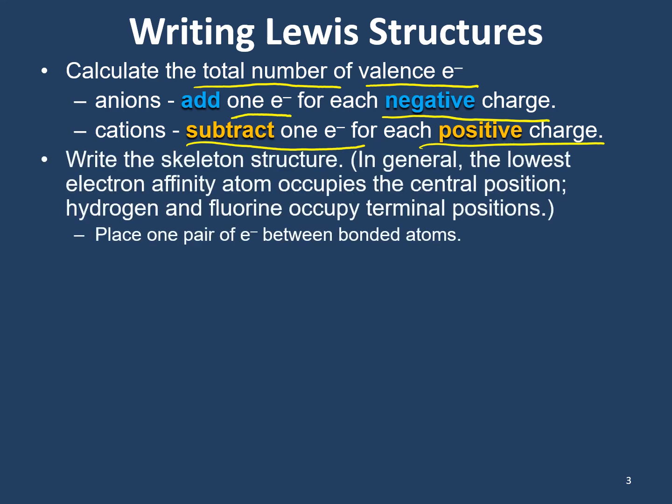Then we're going to build what we call a skeleton structure. A skeleton structure has an atom in the center, kind of like X right here, with everything else attached to it. Each of these lines goes to what we call a terminal atom. Now, we have to figure out what the central atom is in the structure. The central atom is usually the one with the lowest electron affinity, and electron affinity is one of the trends we learned about in Chapter 8. Hydrogen and fluorine, you should know, are never central atoms. Not ever.